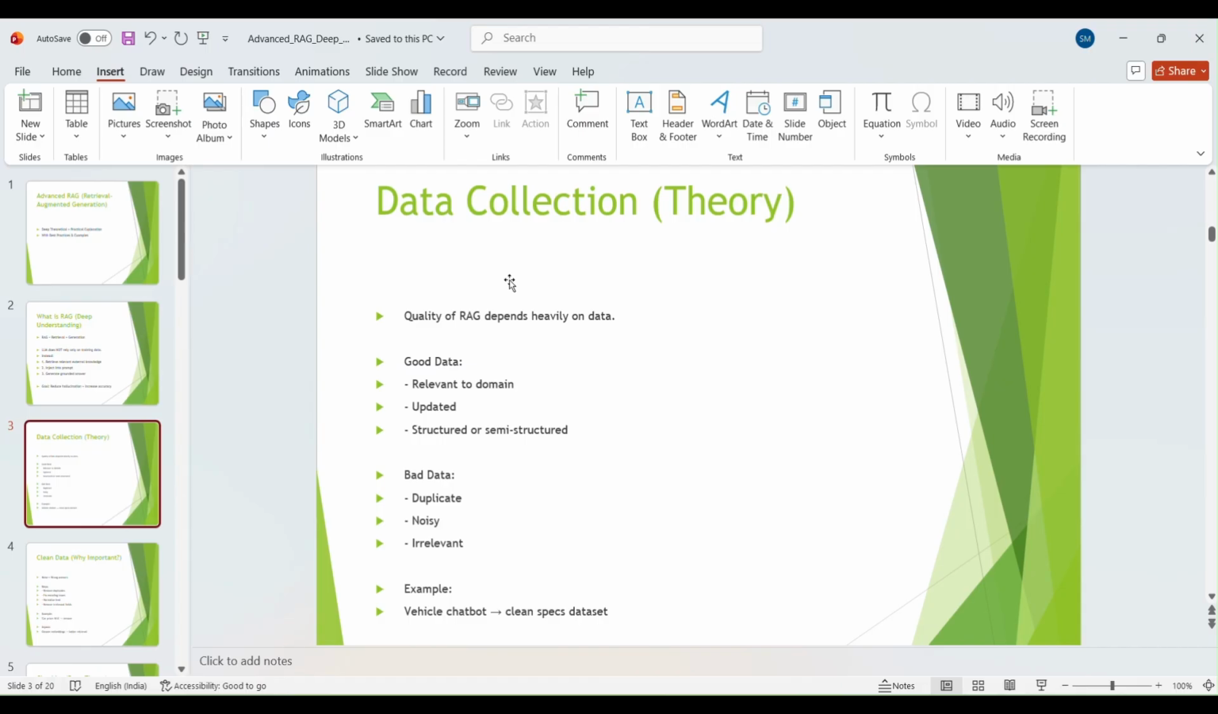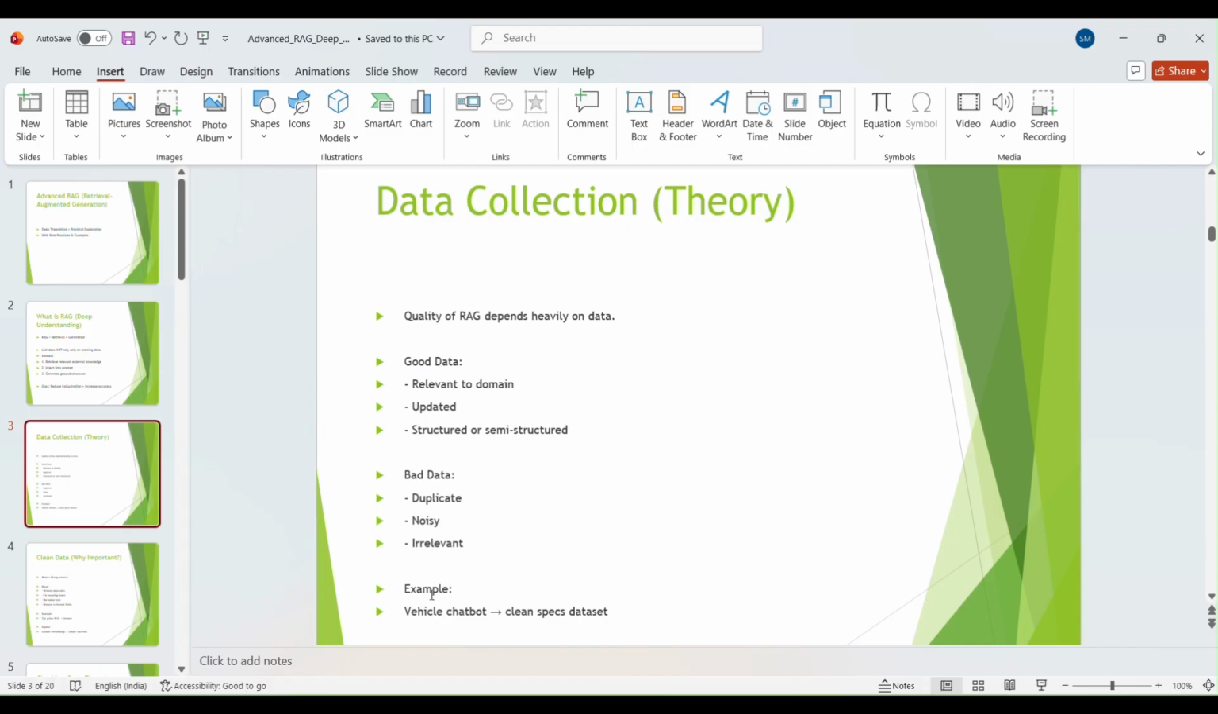So data collection is very important. Whenever we collect the data, we need everything to be relevant to the domain, curated, and structured. Bad data means duplicate data, noisy data, irrelevant data, too many null values, some wrong kind of data, and data redundancy.